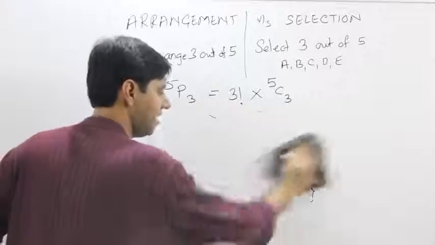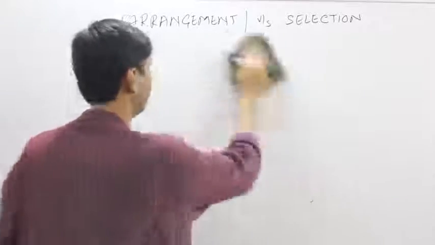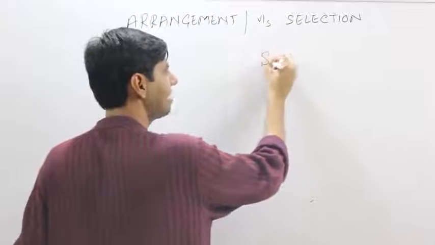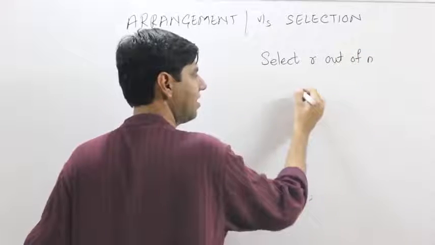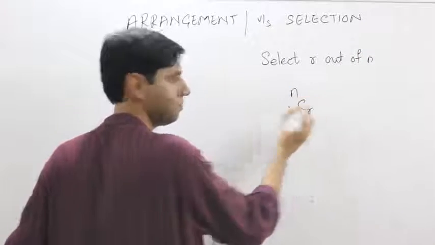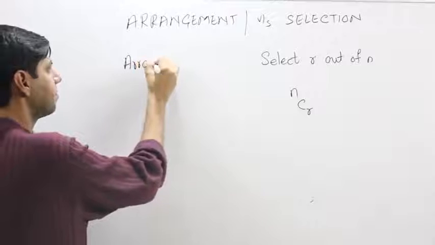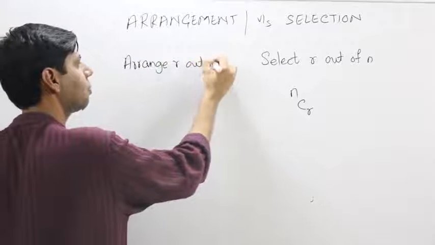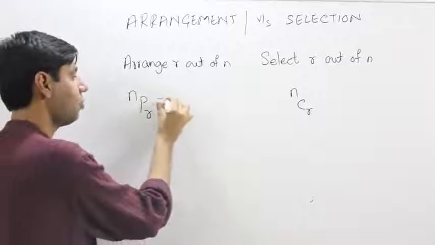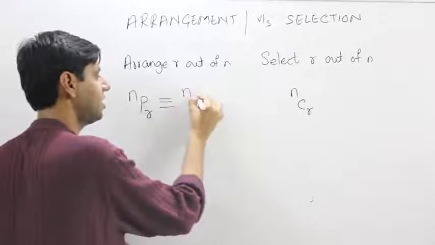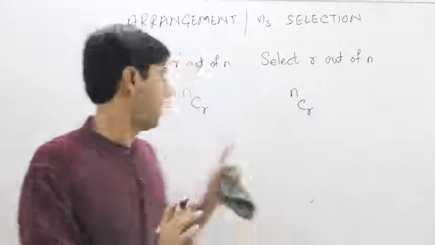So let's see this in a general way. Here we had numbers, so let's just see that in a general way. I want to select R out of N, and this is written as NCR. Compare it with arranging R out of N. We know it is written as NPR, but we saw that this could always be thought of as first do the selection. So R of them were there, we need to arrange a few of them, so first select them. That can be done in NCR ways.